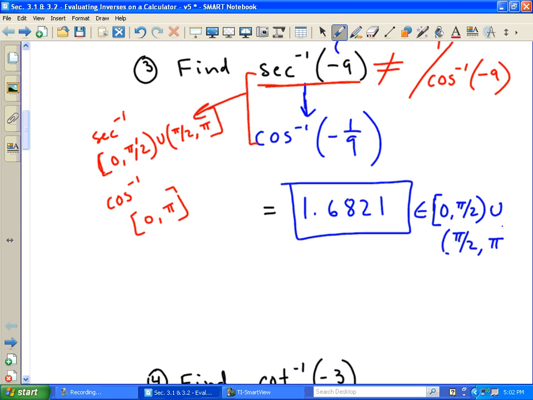And the way I know that is I know that pi is approximately 3.14 and so forth. Okay, and 1.682 is in between 0 and pi. And so I know that this fits inside the restricted area.